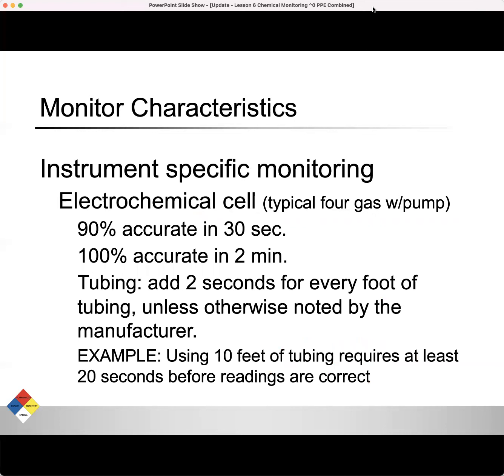When we are looking at chemical specific monitoring, they usually use an electrochemical cell. It's typically used in the 4-gas with a pump. They are 90% accurate in 30 seconds, 100% accurate in 2 minutes. Many of the ones that I have experienced have a countdown. Once you've turned on the monitor, it will count down in so many seconds when it's ready. Those sensors have to get warmed up before they will be accurate. So in most modern 4-gas monitors, it will tell you when it's ready. But in general, they're not going to be 100% accurate until at least 2 minutes. If your monitor happens to not have that countdown, then use this in general.